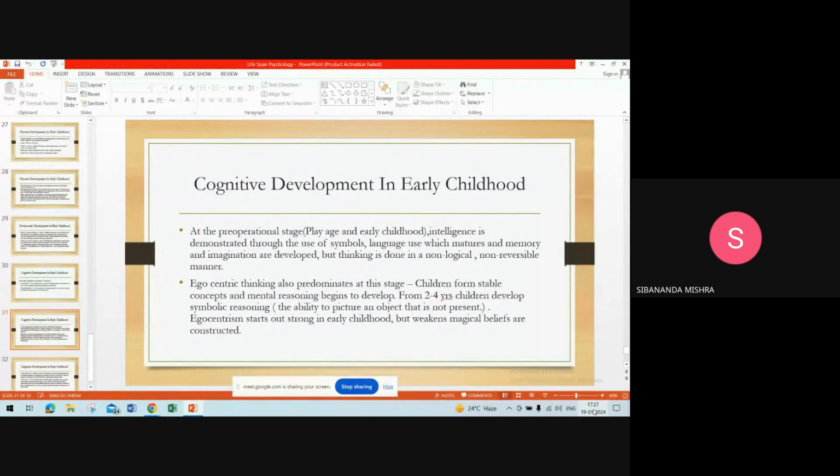Egocentric thinking means the child thinks... the children from stable concept and mental reasoning begin to develop from 2 to 4 years. Children develop symbolic reasoning, the ability to picture an object that is not present. मान लीजिए आप एक टॉय दे रहे हैं, वो टॉय को आप डिसअपियर कर दीजिए, निकाल दीजिए वहां से। फिर द चाइल्ड थिंक्स अबाउट द सेम टॉय, he requires it, and number of times he is crying for the toy, because the object, there is a concept of object permanence, symbolic reasoning.